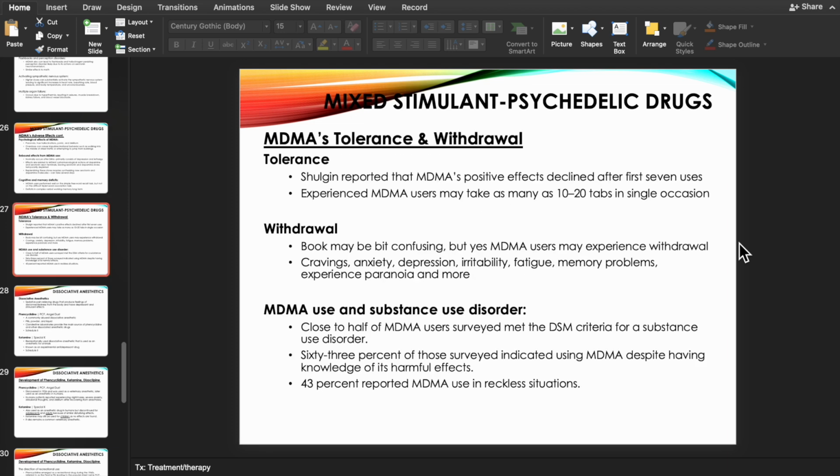So, Shulgin, the guy that hyped MDMA up, reported that after about 7 uses, the positive effects declined, meaning that the person has to build up a tolerance. It's like if you're a coffee or energy beverage drinker, or if you take any form of caffeine, if you haven't had it for a few days, you might notice that when you do drink it, it's a lot stronger. But then if you drink it for several consecutive days, you eventually feel like it's not working, right? Because you're used to it, your body has built up a tolerance.